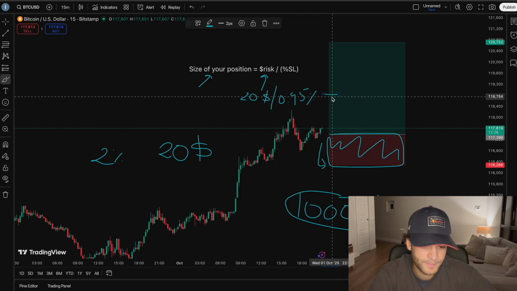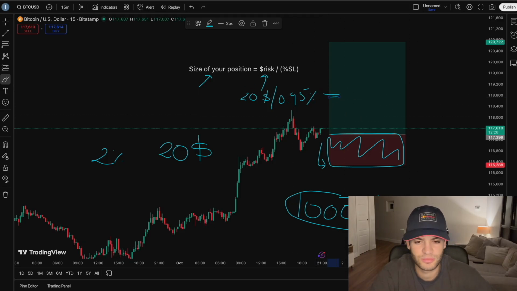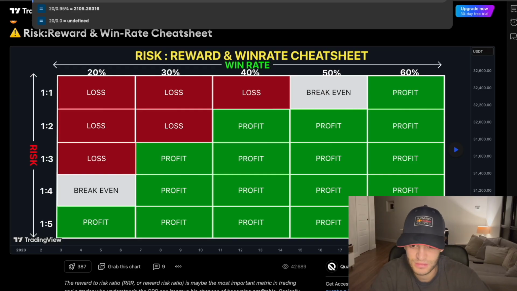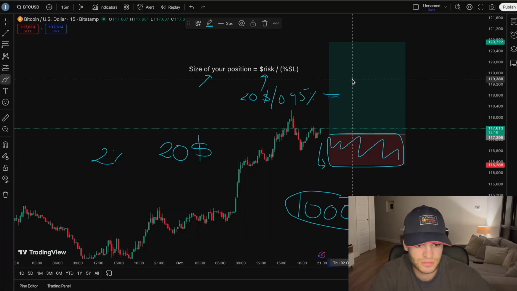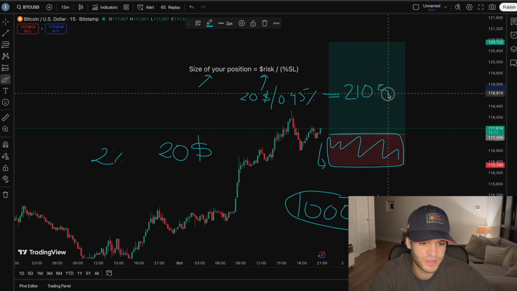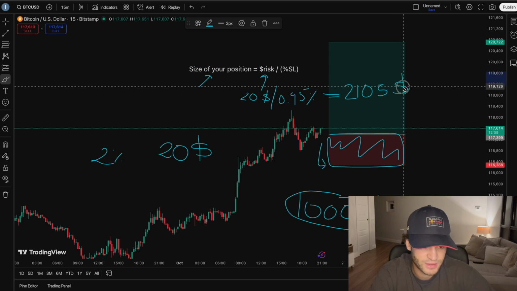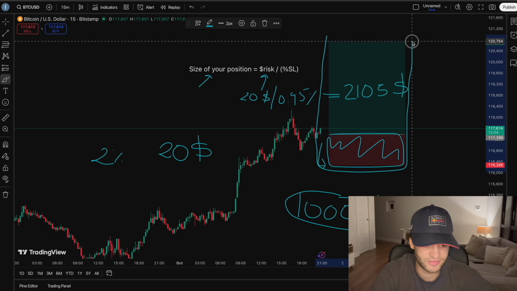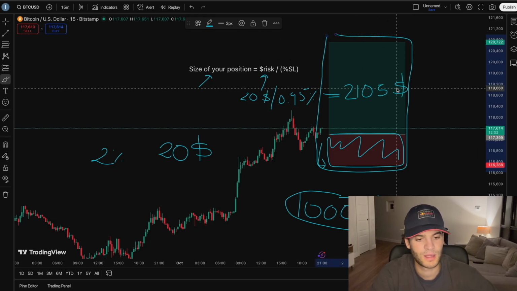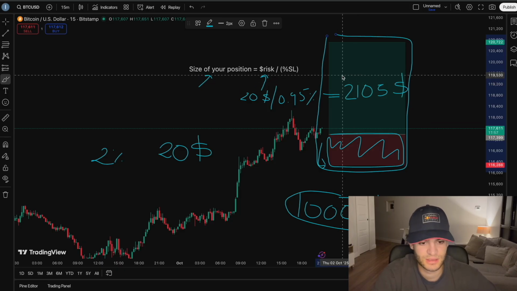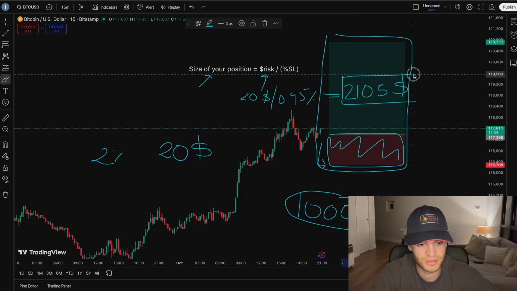And so our position size will now be 20 divided by 0.95%, which is 2,105. So when you go in your trading app and you want to take a long trade on Bitcoin with this exact trade, obviously you will have to check for each trade that you take. When it tells you how much you want to open of your position size, it will be 2,105.